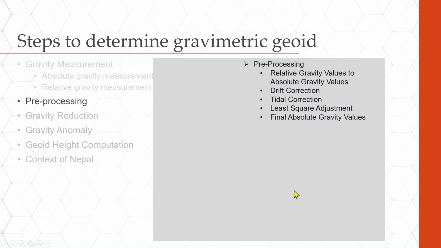After we collect gravity data in the field, the next step is pre-processing. In pre-processing, raw gravity values collected at the site are converted to absolute gravity values. So in the process, we apply drift correction, we apply tidal correction, and we perform a least square adjustment to obtain final absolute gravity values.